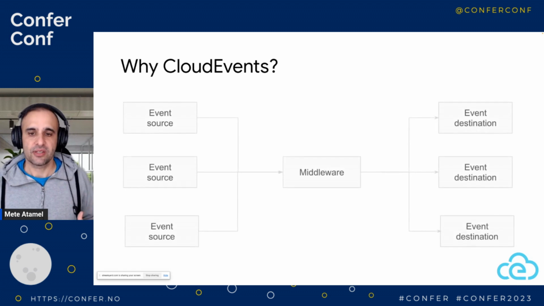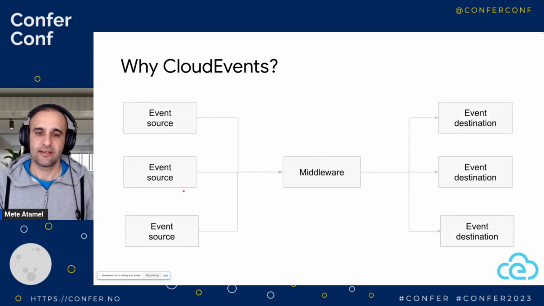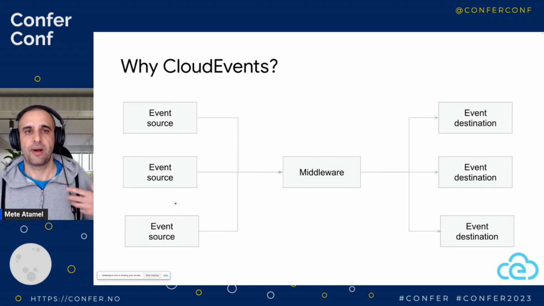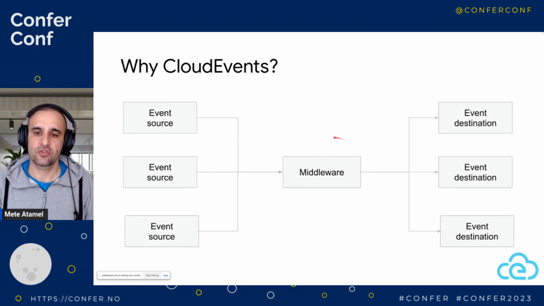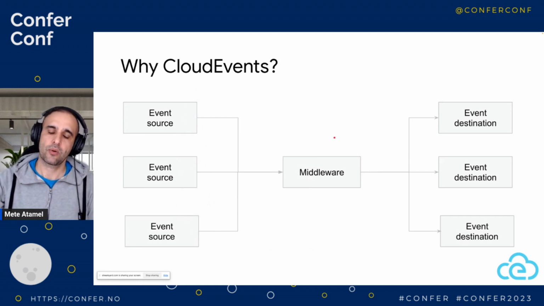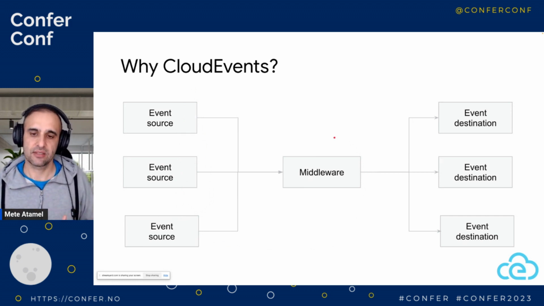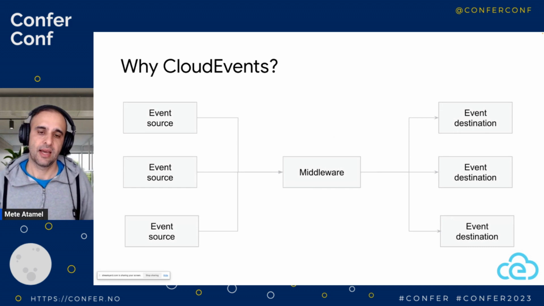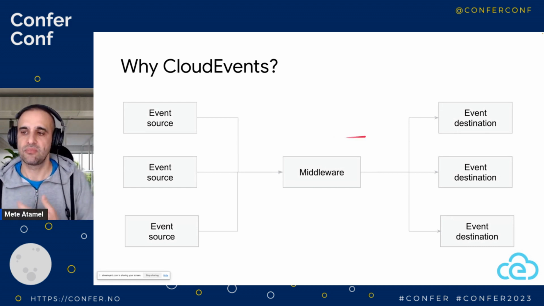So let's imagine we have another event-driven architecture where we have different event sources publishing events. And these events usually end up in a middleware where you see these events, maybe you do some processing, and then eventually you send them to different event destinations, right?